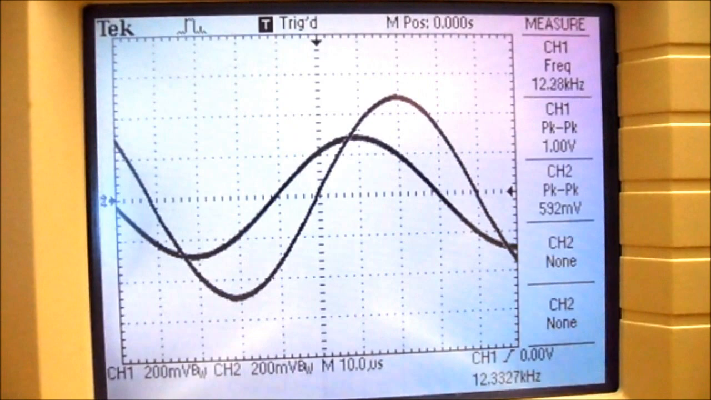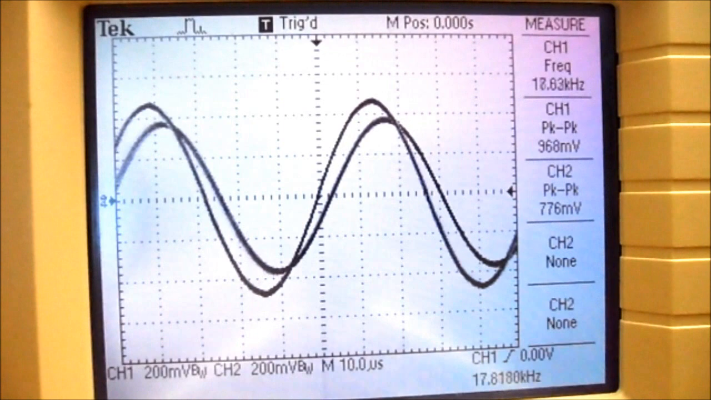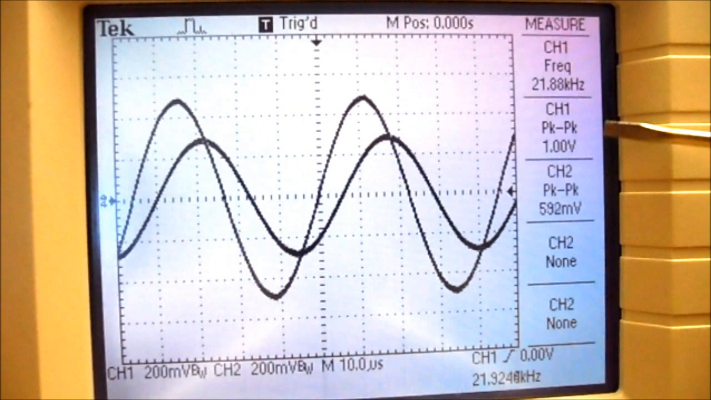So now I'm going to rotate the large dial on my function generator clockwise until my circuit goes into resonance, and then I'm going to go past it until channel 2 once again reads 594 millivolts. So you can see I'm at about 592 millivolts and my frequency is 21.9 kilohertz.